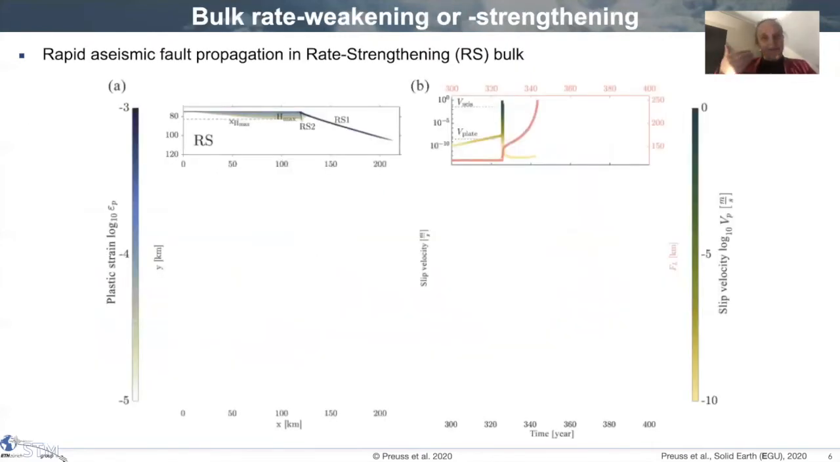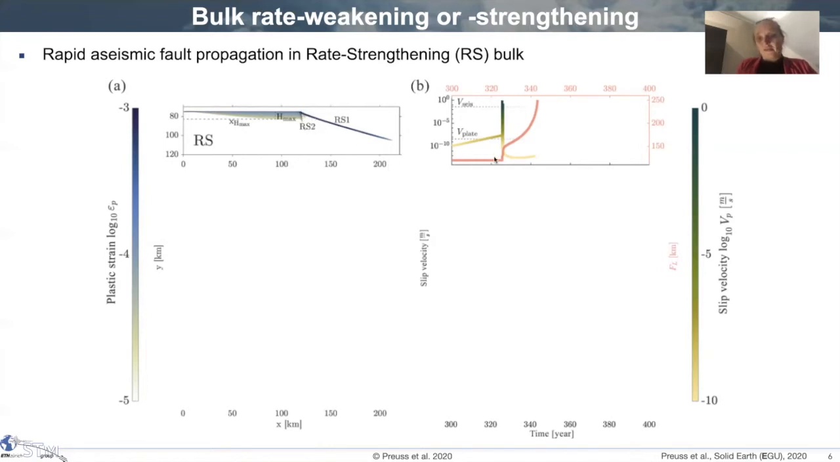So another question is what to use for the bulk rate and state friction parameters. Rate strengthening, rate weakening, we have evidence for both. So we test that. And on the left side here, we see the rate and state friction response, where you get localization of a fault even in the rate strengthening bulk on the Riedel-Splay and a conjugate angle here.